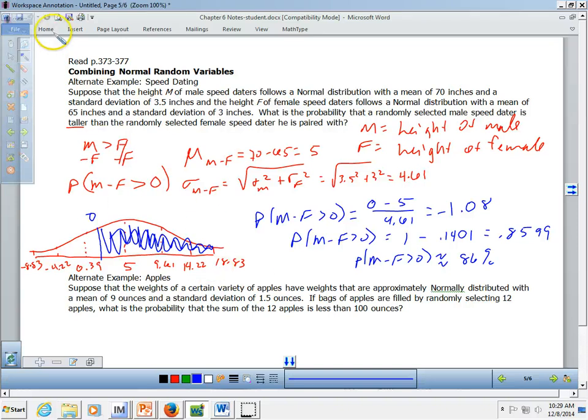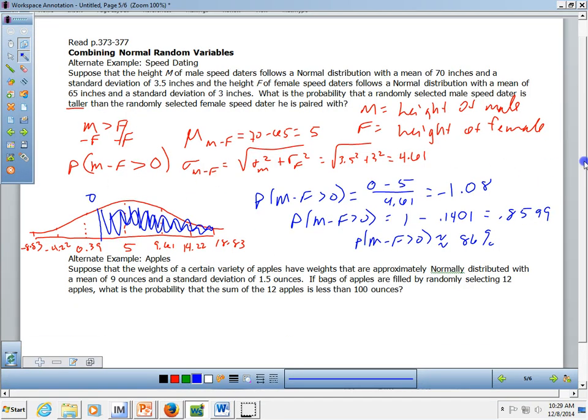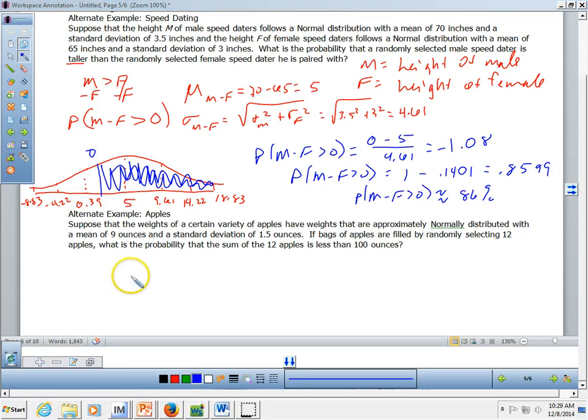Now, I do want to talk about the next example real quick because there's a difference between multiplying your random variable by a constant and combining your random variable over and over again. So suppose that the weights of a certain variety of apples are approximately normally distributed with a mean of 9 and standard deviation of 1.5 ounces. If bags of apples are filled with randomly selected 12 apples, what is the probability that the sum of the 12 apples is less than 100 ounces?